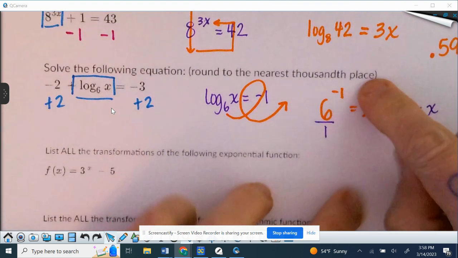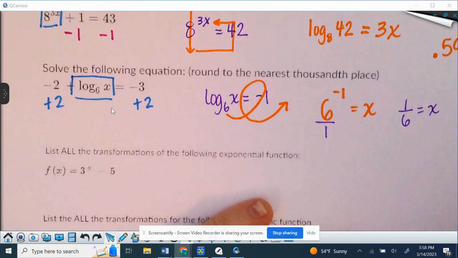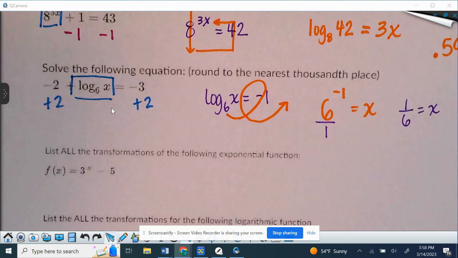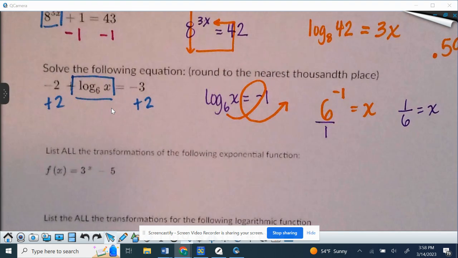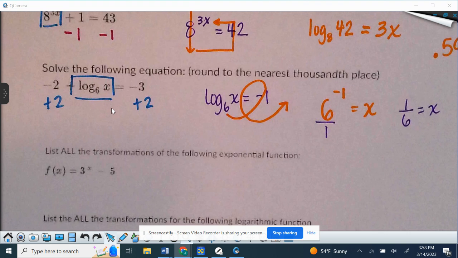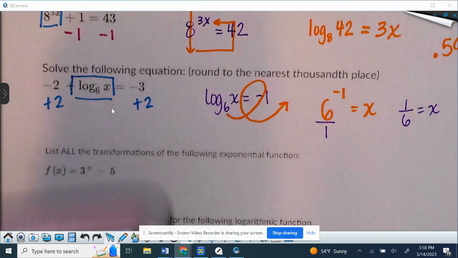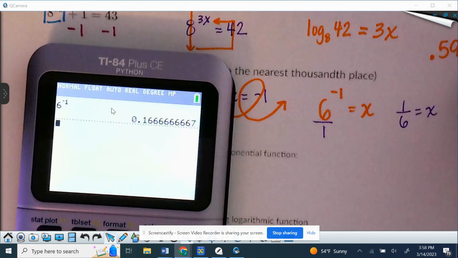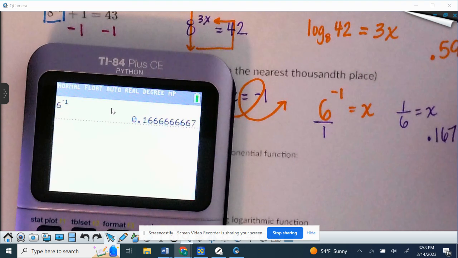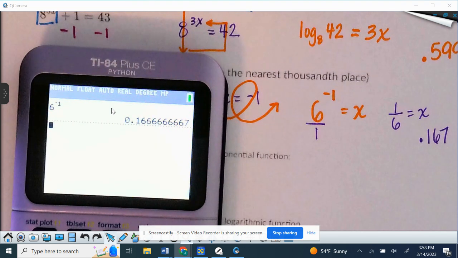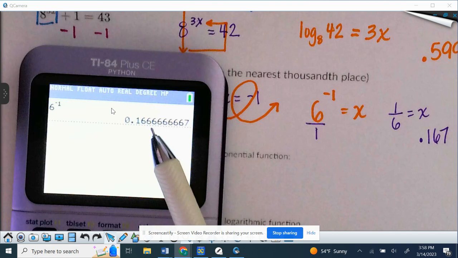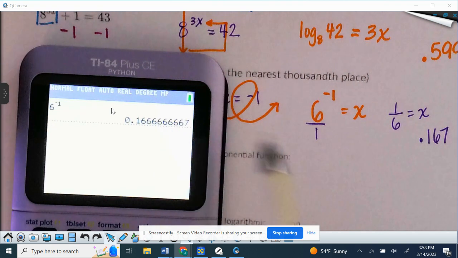And it does say, again, round to the nearest thousandths. 1/6. I'm not even sure what that decimal is. Give me 1 second. We'll look it up on the calculator. And it is 0.1667 is what we're going to look for, because you want to round. We're rounding to the third place. The next one is a 6, so 5 or greater rounds up.